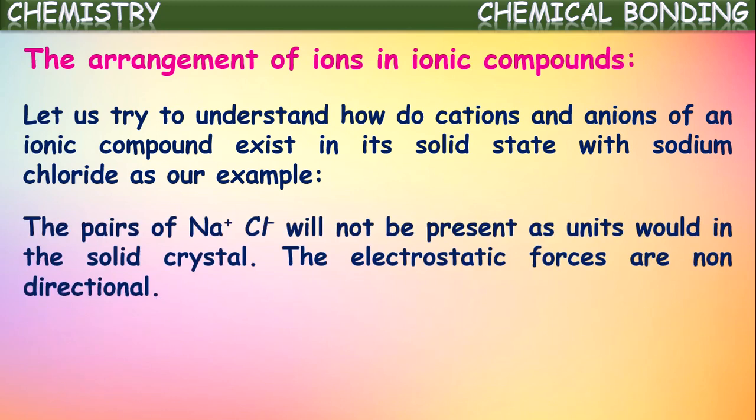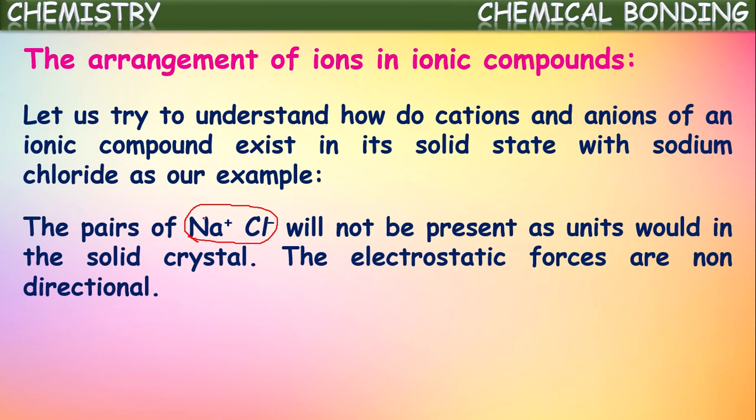Okay, the pairs of Na+ Cl- will not be present as units within the solid crystal. So this we have to understand here. Na+ and Cl-, these two together, won't exist as one single unit. Actually, the electrostatic forces are non-directional in ionic compounds. Means one Na+ ion won't be held with only one Cl- ion. Each ion will be surrounded by many oppositely charged ions from all the directions. That is why we say the ionic bond is non-directional. It won't be held with only one opposite ion.